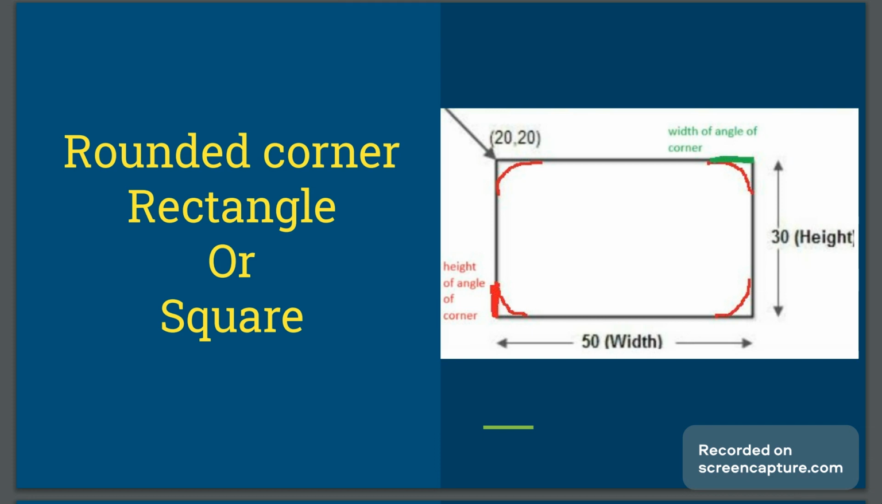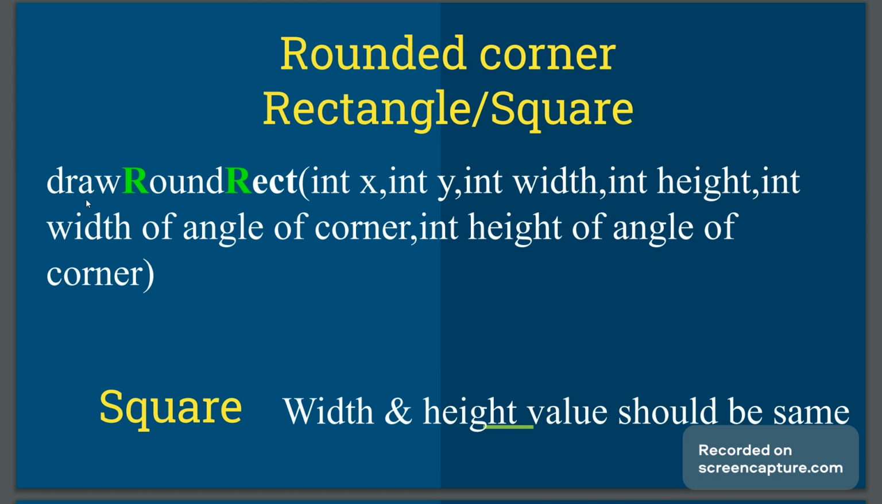So for that we have the method drawRoundRect with R capital. The four parameters are the same, that is x, y, width and height, and the last two parameters are the width of the angle of the corner and the height of the angle of the corner. Again, same for the square, the width and height, that is the third and fourth values, should be the same, and the fifth and sixth values should be the same.